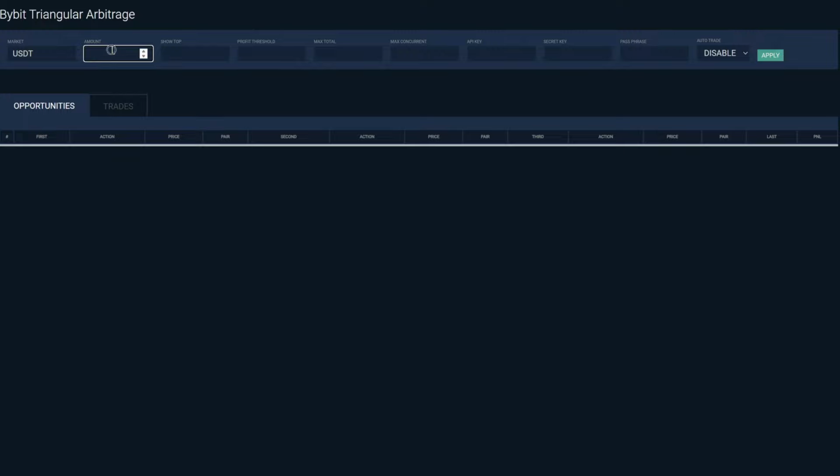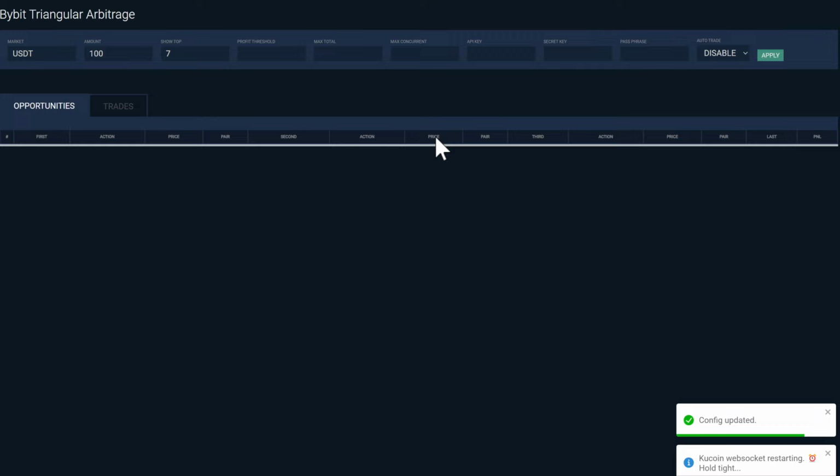So in this case right here, we're just going to use at least 100 USD, and right here we want to see the top 7 triangular crypto arbitrage opportunities that are available on the Bybit crypto exchange. The rest we're just going to leave blank like this, because that is for auto trading. Of course, right here, make sure that you disable the auto trading feature. It should not be enabled. Once you're done with this, we're just going to go ahead and click apply.